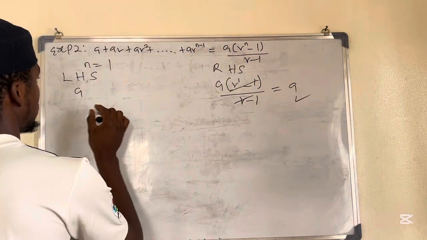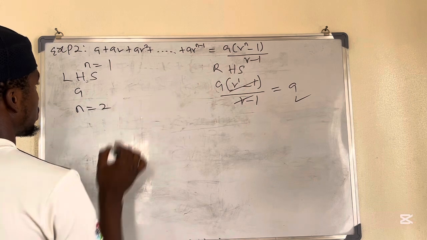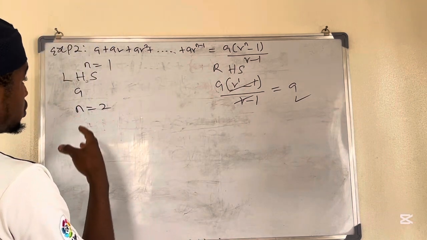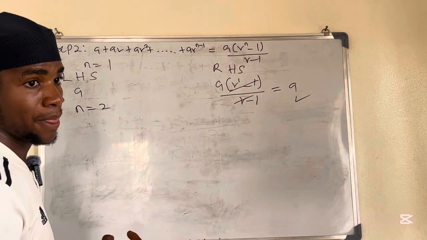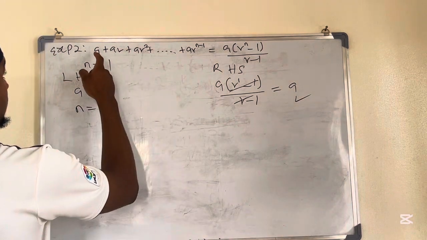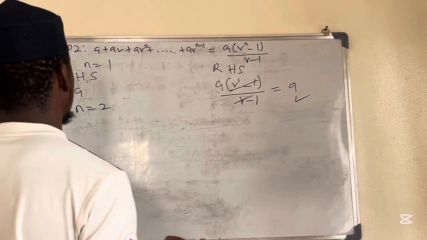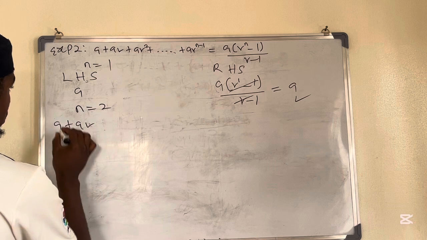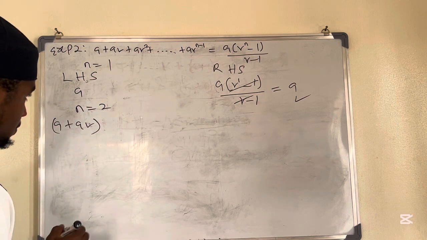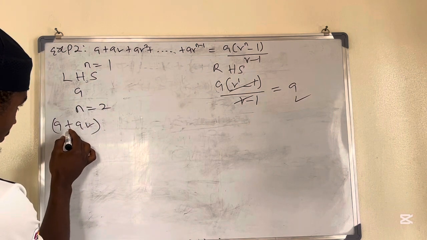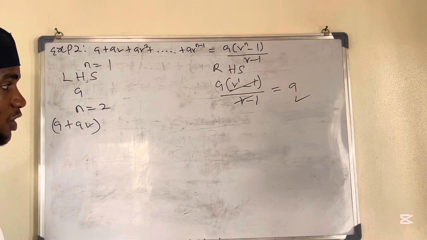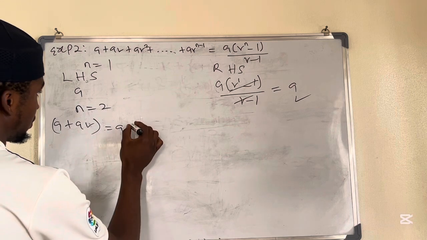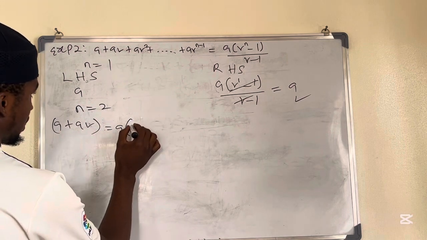So let's see n equals 2. For the left hand side, n equals 2, we're talking about the second term. To get the second term, we are adding the first and the second term. So we have a, which is the first term, plus ar, the second term. So look closely, we have a plus ar. What's common? Obviously a is common. So we factor out a, we now have a, and factoring out a here, we have 1.